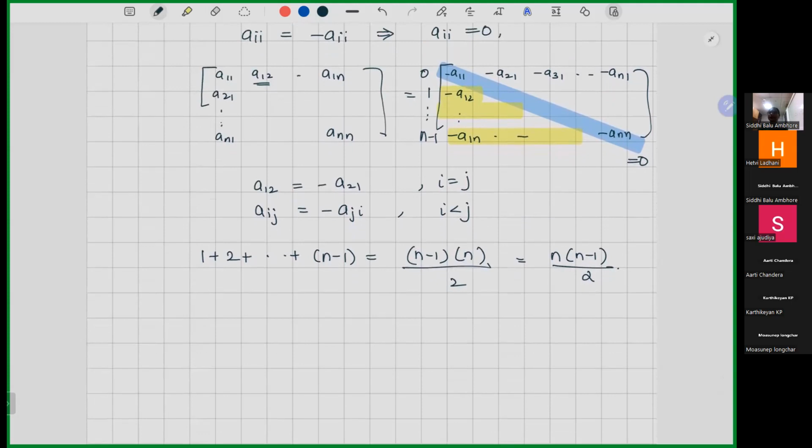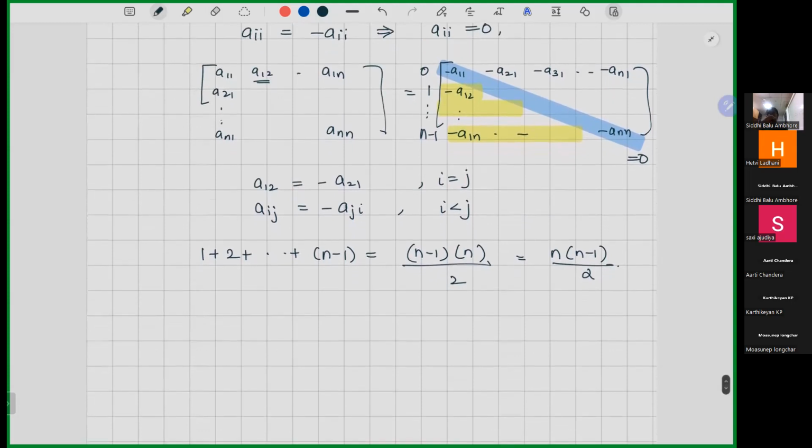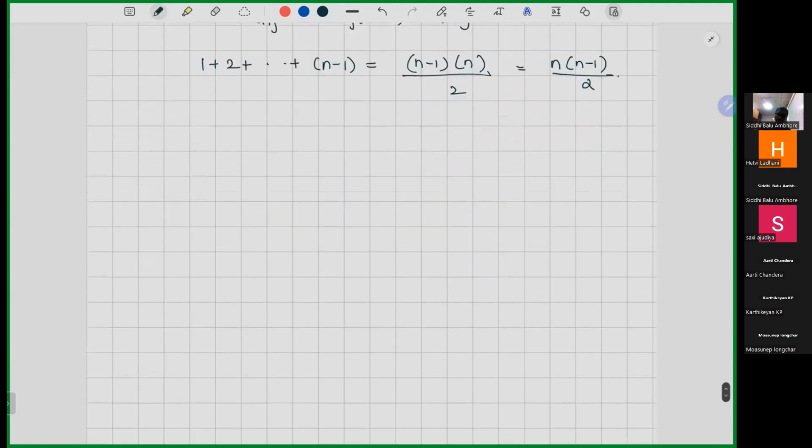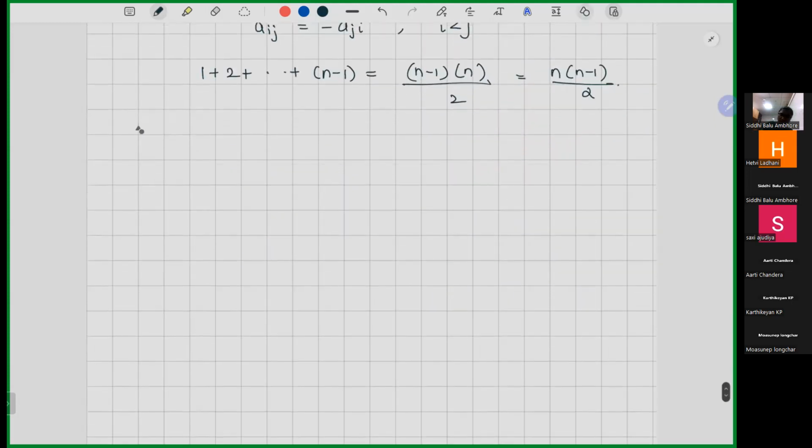Anyone has any doubt? No. Okay, great. So we will move to this last question. It is clear to Aarti as well. Okay, so we'll move to the last question.